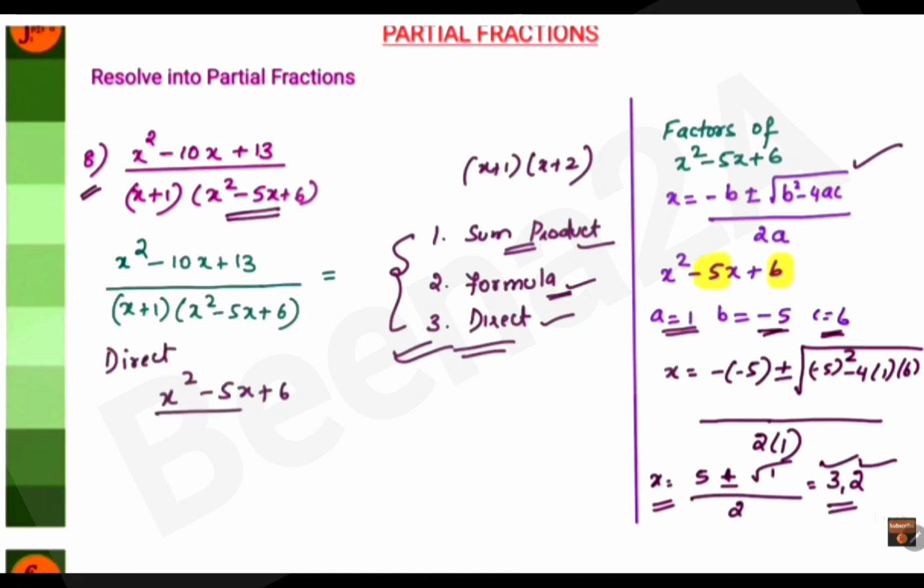Split minus 5x into two terms. So I can write 5x as 3x and 2x. Since there is minus 5x, I'll have to write it like this, right? I can write this as minus 3x and minus 2x. So when I add these two, it's going to be minus 5x, right?